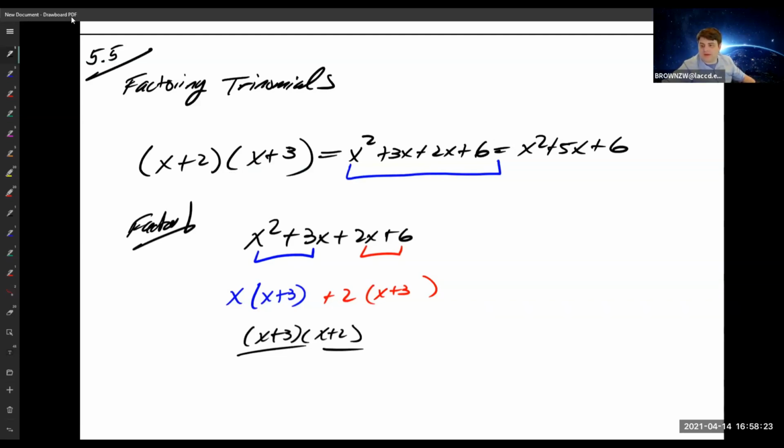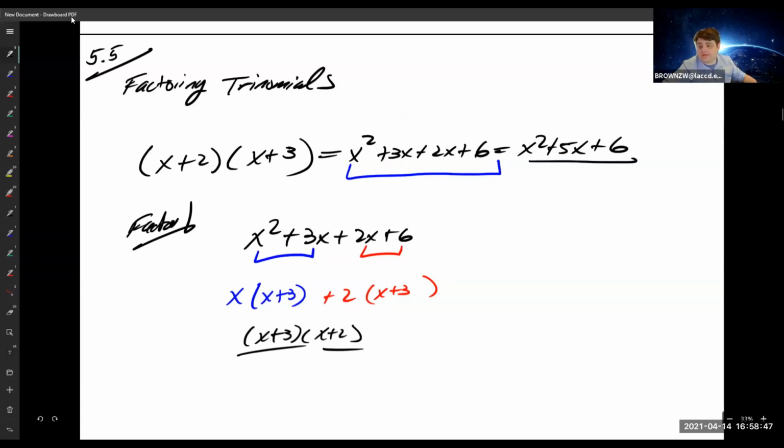But the question is, if I was given this, how do I know that I'm supposed to break this up into 2 and 3? Why didn't I break it up, I could have broken it down into x squared plus 4x plus x plus 6. I could have broken it down in a different way. How do I know that 3 and 2 are the exact way that I need to break this down to get a factor by grouping?